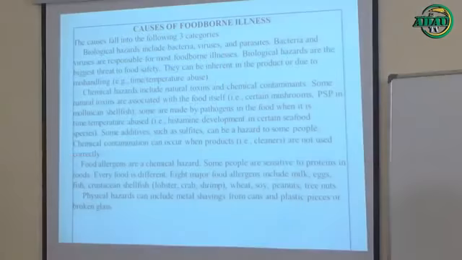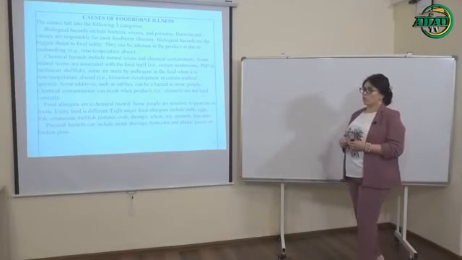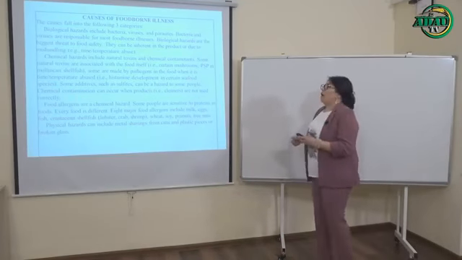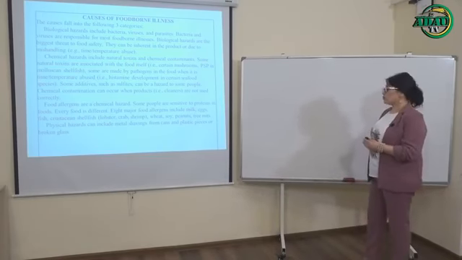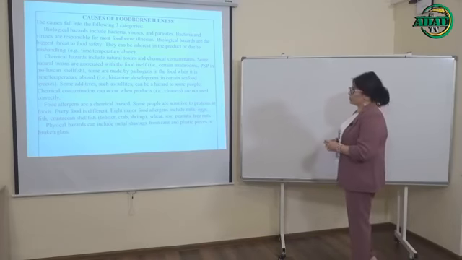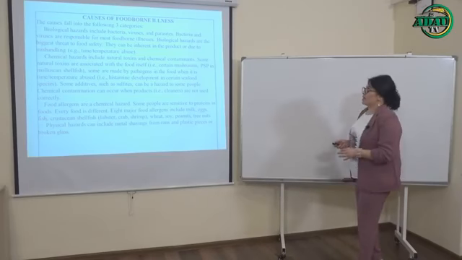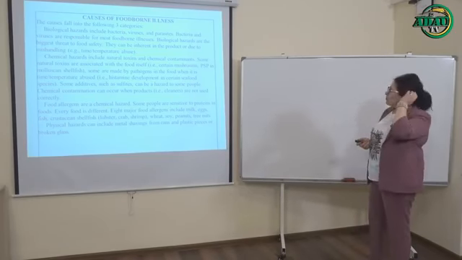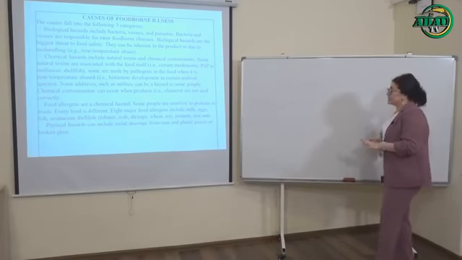So, causes of foodborne illness. I would like to remind you of our previous lecture, which was about food contamination. We mentioned that there are 4 ways of contamination. Of course, all of them are very important and we have to pay attention to all of them. The biological hazards, what do they include? They include bacteria, viruses, parasites, etc.